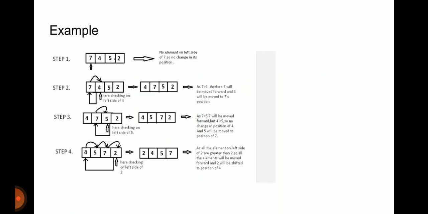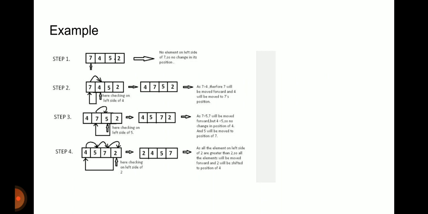Here is an example of insertion sort. We have an array which has some values. In first step, there are no elements on the left side of 7, so no change in its position. In step 2, checking on the left side of 4, as 7 is greater than 4, therefore 7 will be moved forward and 4 will be moved to 7's position.